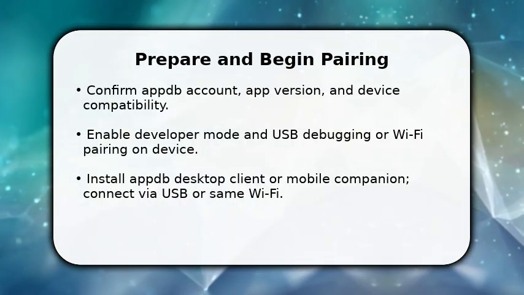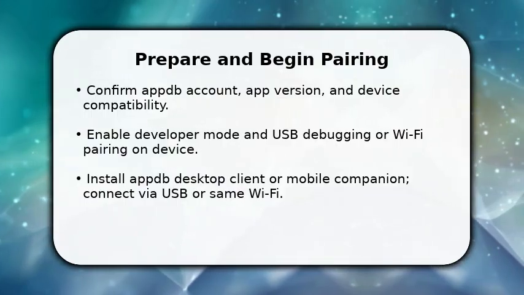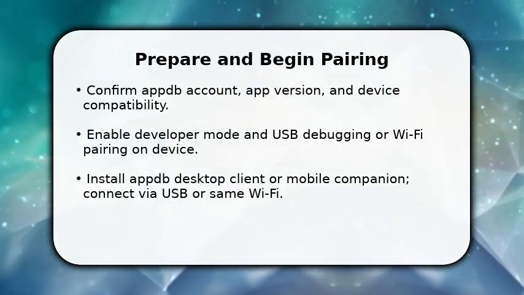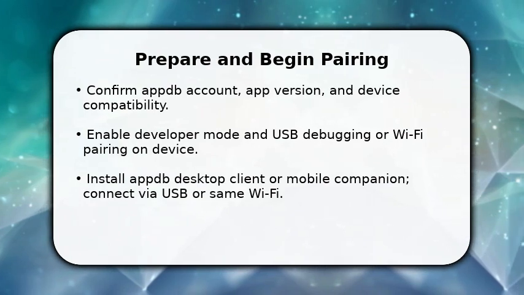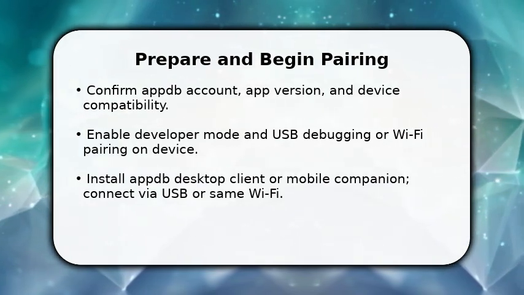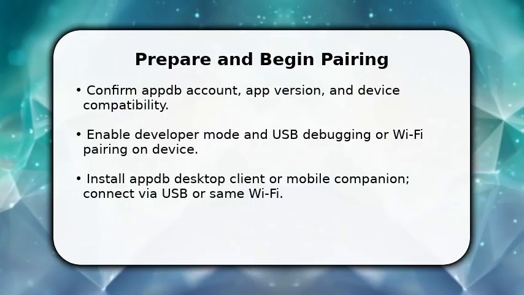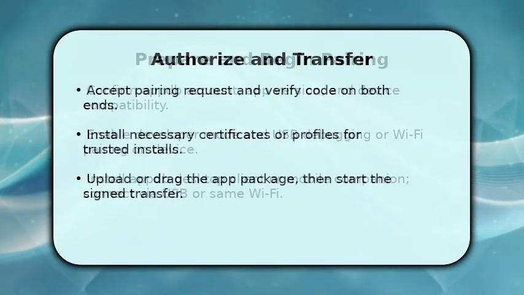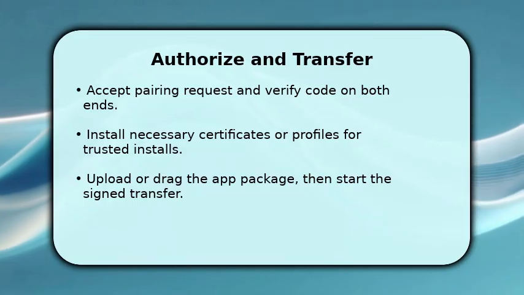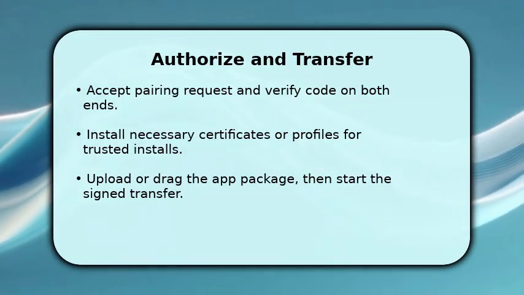Next, open the Appdb desktop client and choose the option to add a device. This begins the secure pairing handshake that allows file transfer and remote installs. Once the client detects your device, you'll see a pairing prompt. Accept it on the device and confirm the verification code to establish trust.